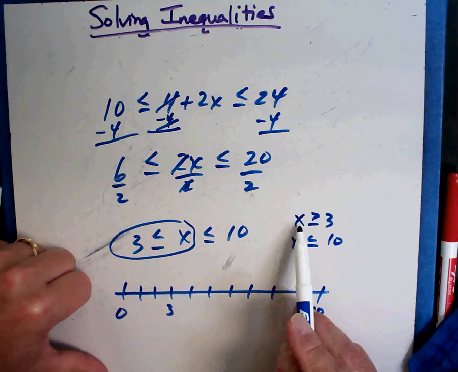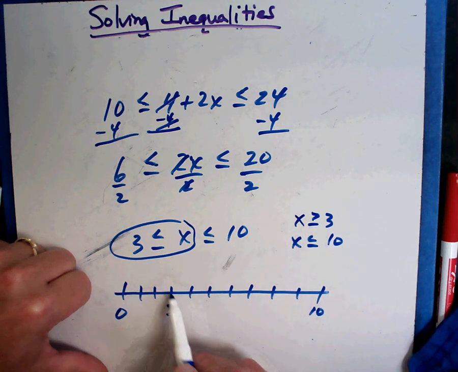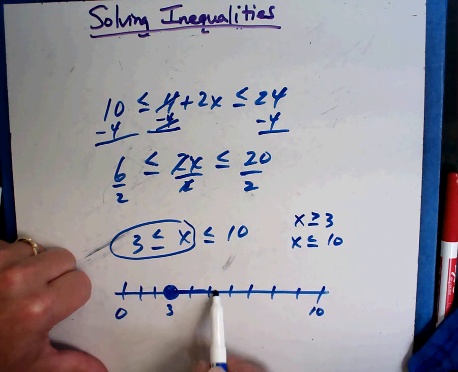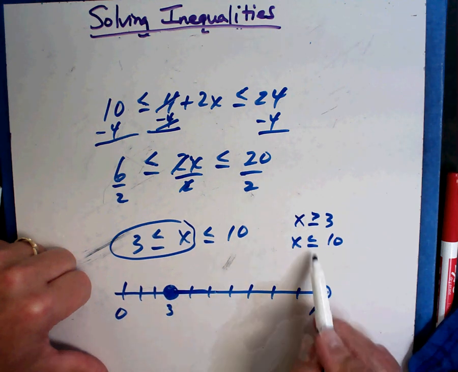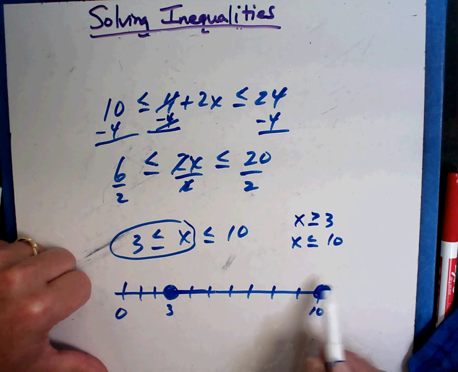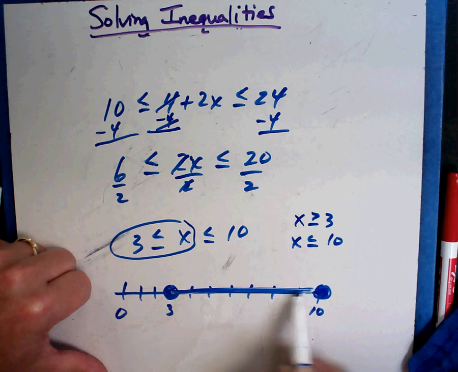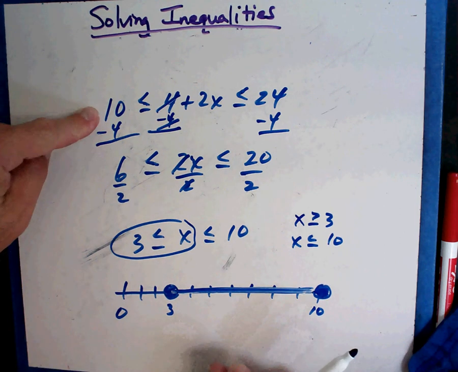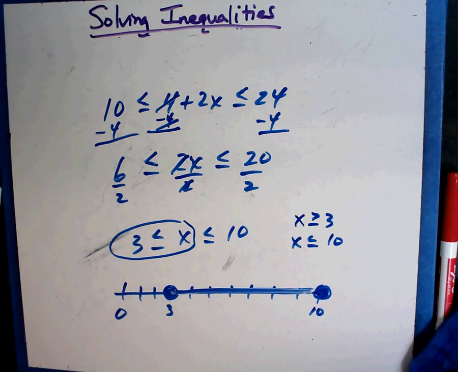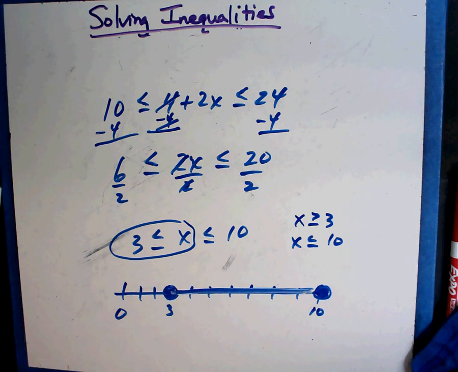Okay, so let's take the first one. X is greater than or equal to 3. The equal sign, so I'm going to fill it in, and go that direction. And then with 10, that's an equal sign also, so I'm going to fill it in, and it's less than. Okay, so anything in here is the solution to this inequality. And so I just do it slowly, work it like algebra.